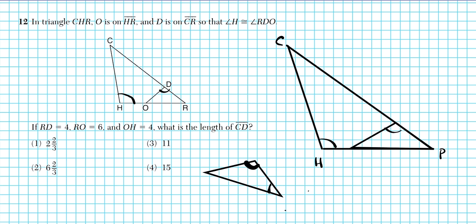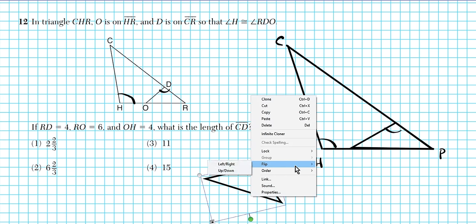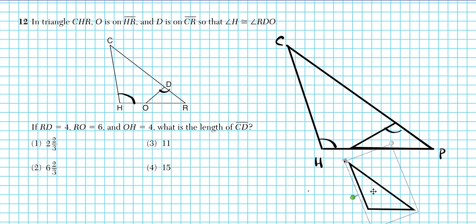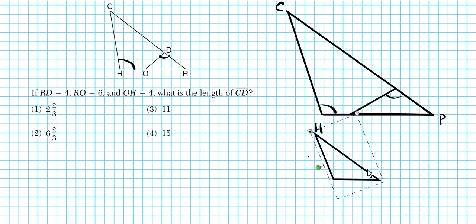So what I'm going to have to do first is flip it and then rotate it. I'll take this triangle, flip it up, down, and then rotate it so that they are in the same configuration. Place it like that. Alright, so what am I trying to show you here?